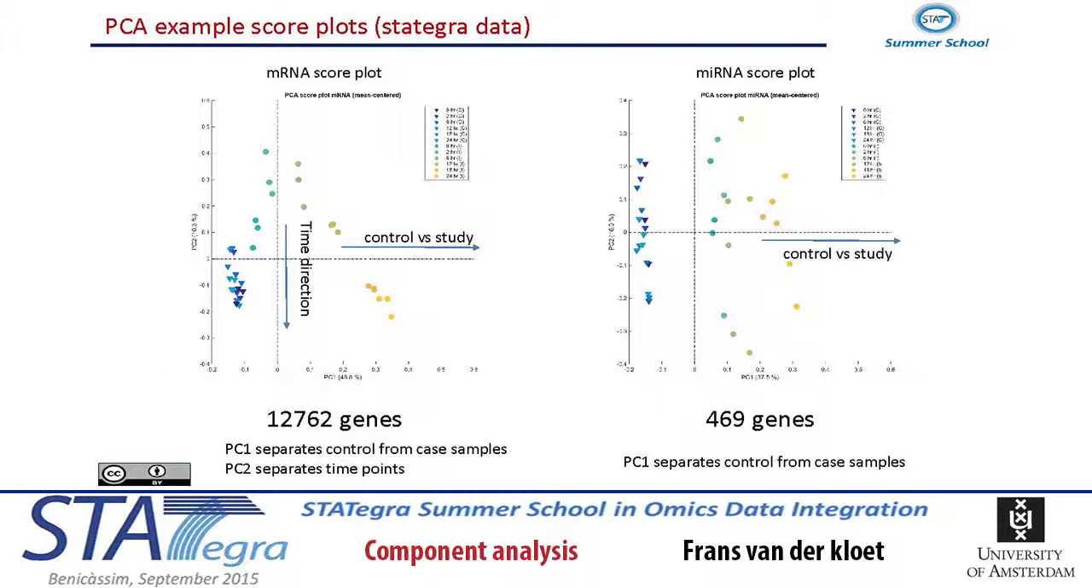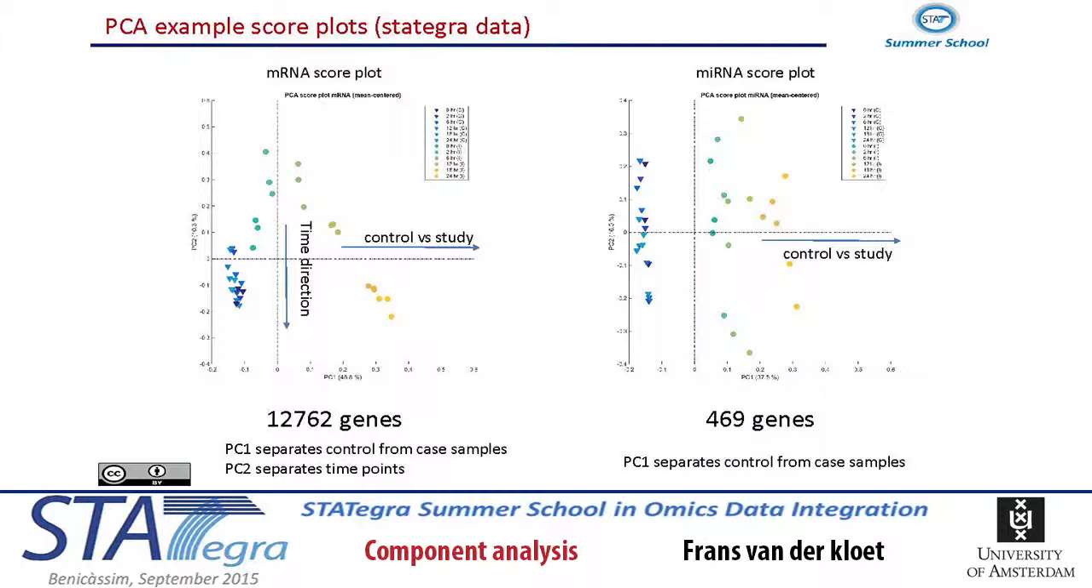So here I have two plots of sequencing data of the STATegra data set, and I've plotted the whole data set, which is 12,762 genes. I plotted my scores, and what is nice to see is that in the PC1 direction, I find a difference in control and study samples. Even though it's not a clear line from top to bottom, because I've got some trend like this, I see some discrimination between the time points of my Icarus samples.